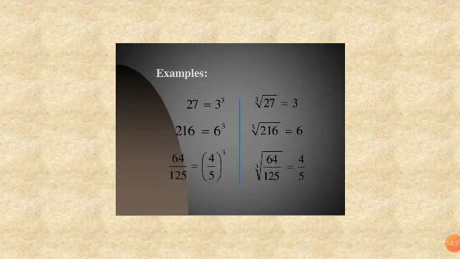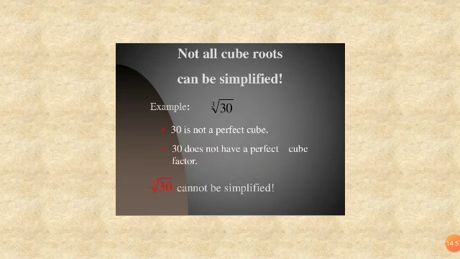27 is equal to 3 cube. 216 is 6 cube. Now 64 by 125: take the prime division method. 64 is the cube of 4, 125 is the cube of 5. So take the whole power 3. Power 3 is the inverse operation. Cube root of 64 by 125, we get the value 4 by 5.